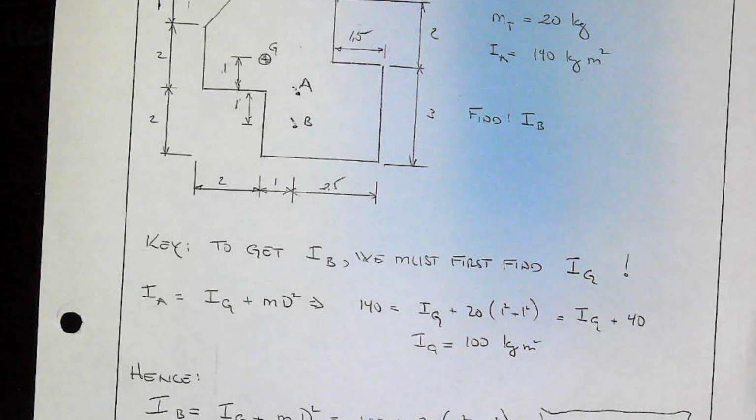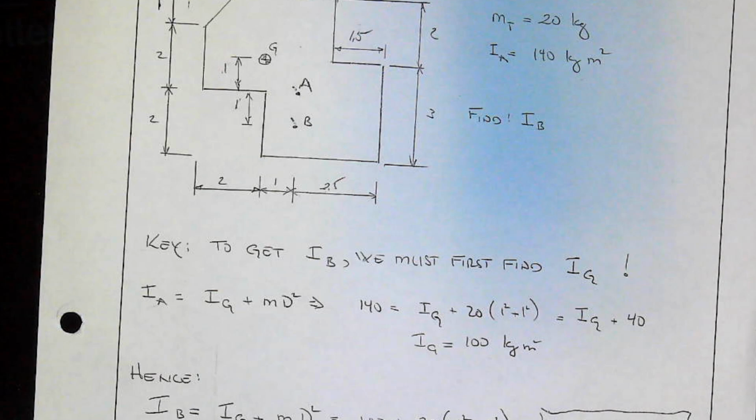So IA, which I know, is IG plus, if we had that, the mass times the distance to there. All right. Well, mass, we're told, is 20 kilograms. Distance, 1 squared plus 1 squared, so it's distance squared. Okay, that just works out to 40, so 140 equals Ig plus 40, so Ig is 100 kilogram meter squared. Once we have that, it is then just a joke to move from G to B. Ig is 100, mass is 20, and now we just need the distance to go from G to B.